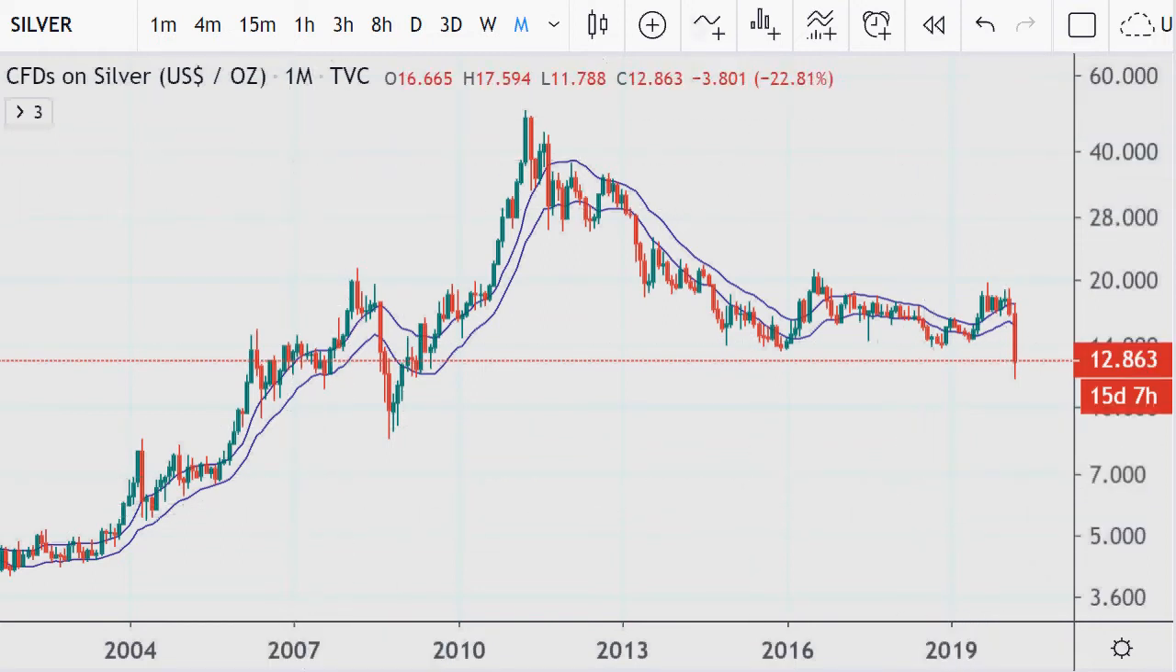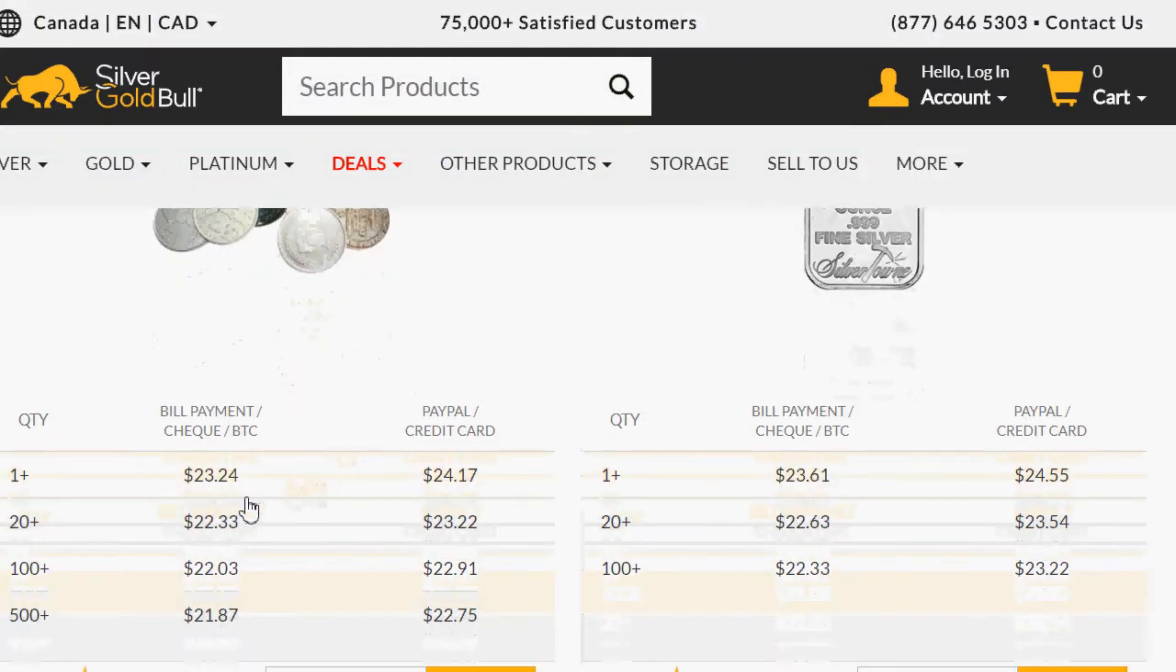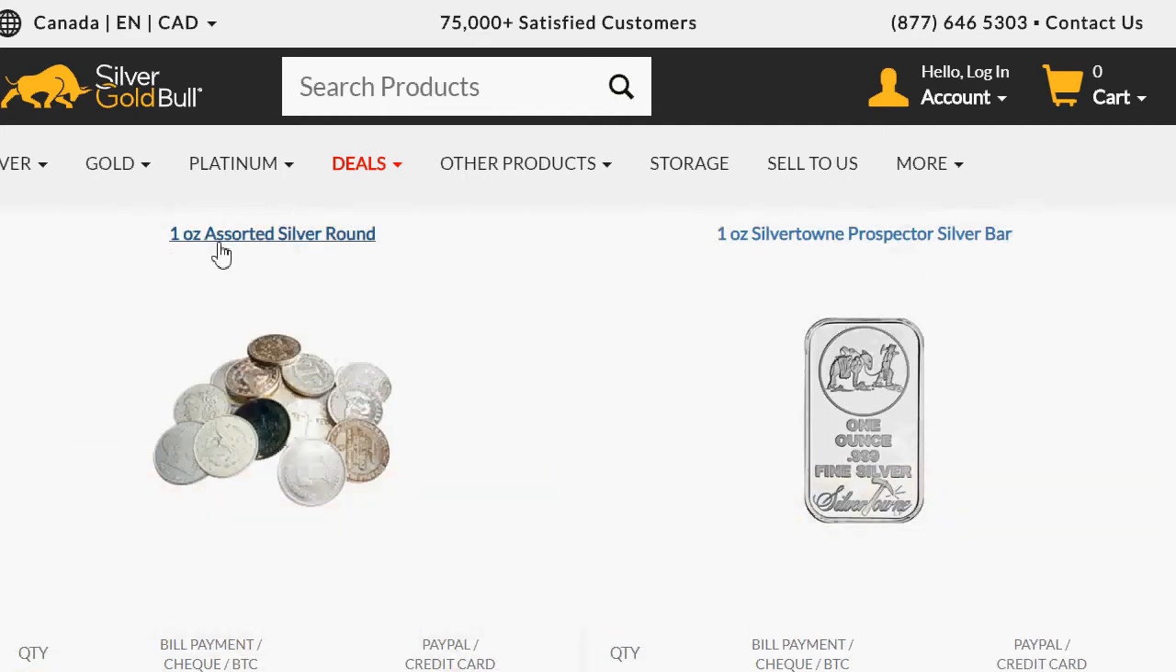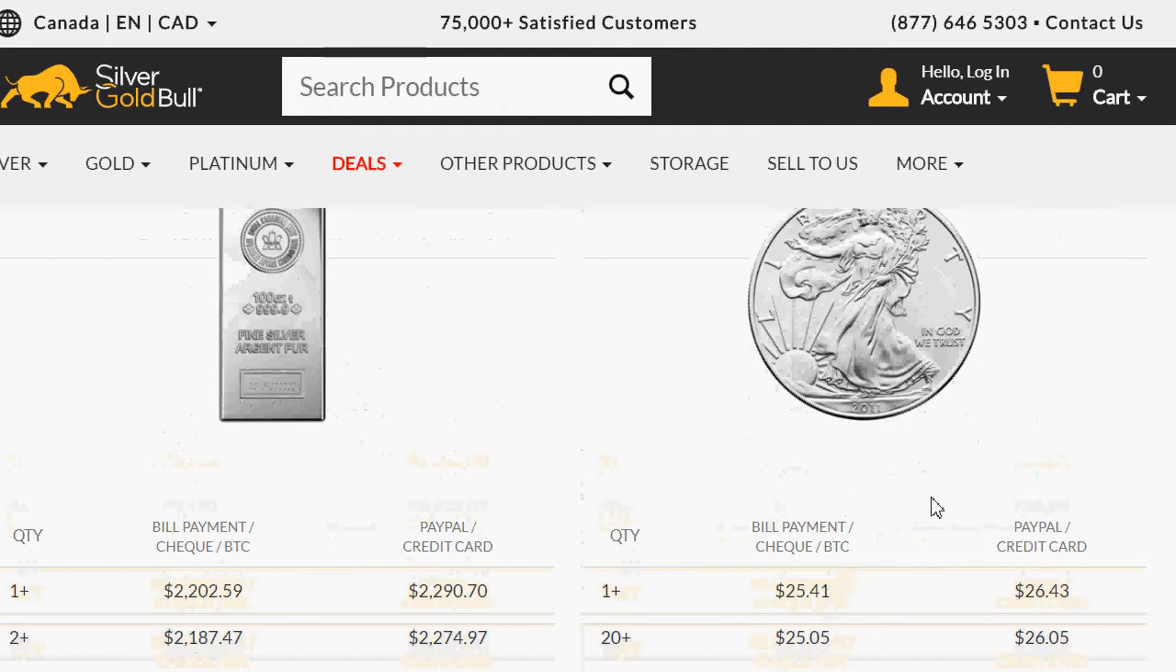When we take a look at this, this is silvergoldbull.ca, in Canadian dollar prices. Right now the Canadian dollar price is $18 per ounce, which means it's $5.24 for just random assorted silver coins. An American Random Eagle is $25.41. That would be $7.40 over spot.